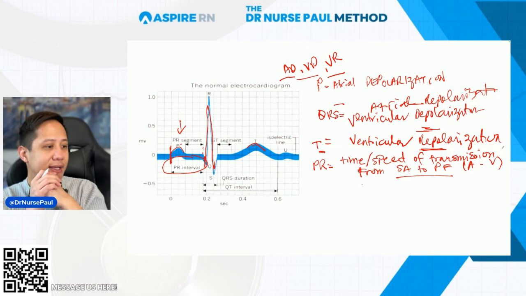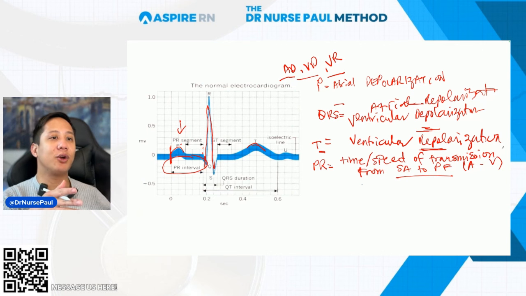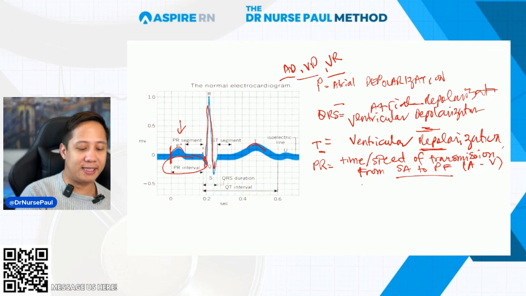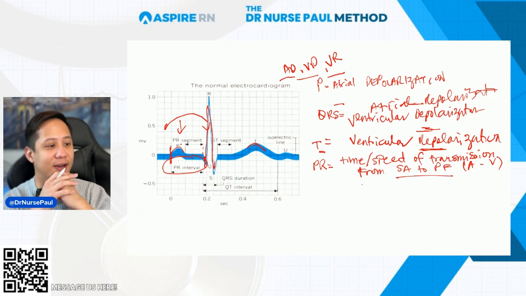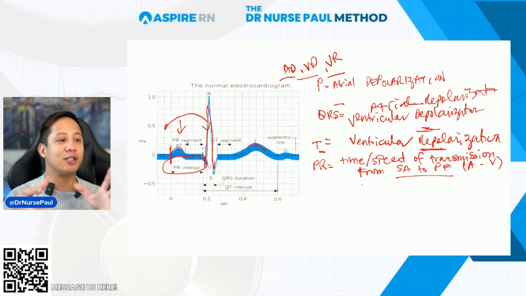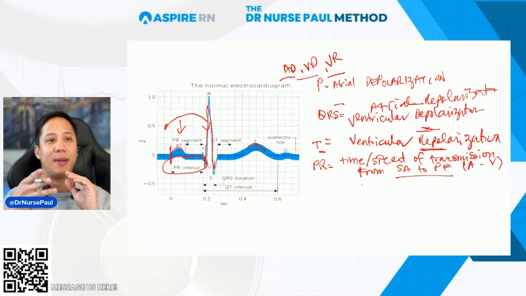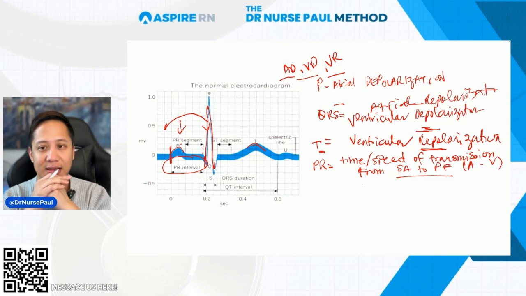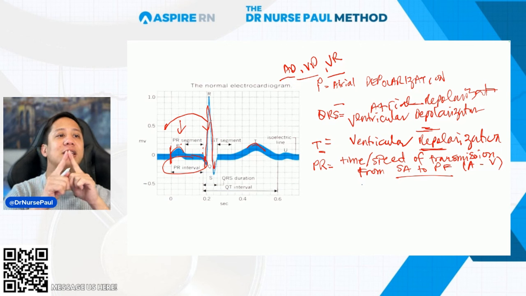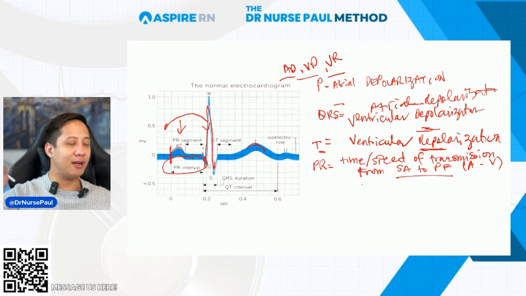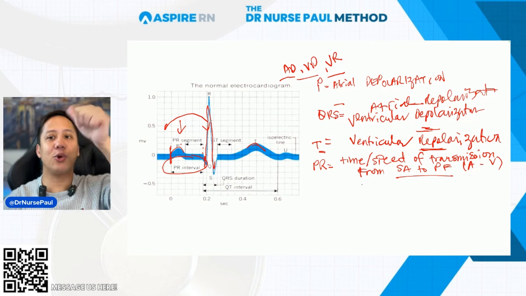But anyway, PR again is the time or the speed of transmission from SA node to Purkinje fibers. You got it? How fast it is. Remember that first, all right? Now, here's my question. If the PR is prolonged, wider, longer, does it mean that the heart rate is fast or slow?